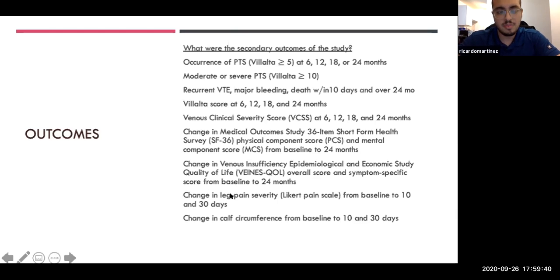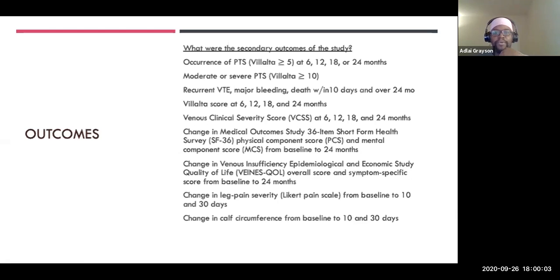And so I guess a question that we can ask here is, if you had to pick any of these outcomes to follow up with your patient after being treated for DVT, which ones do you think would be more valuable to your patient, or which ones would you consider being more valuable to you as a clinician to follow up on? Quality of life.